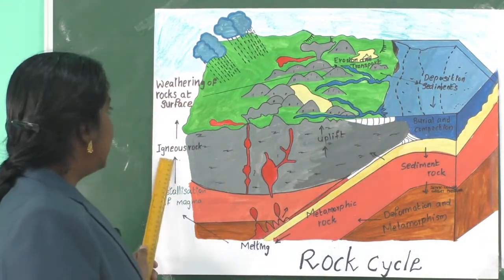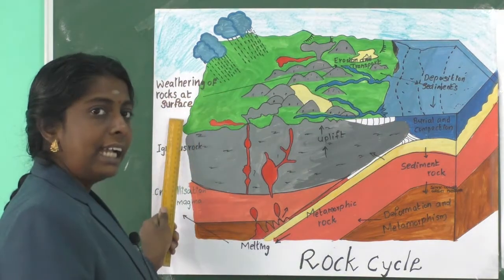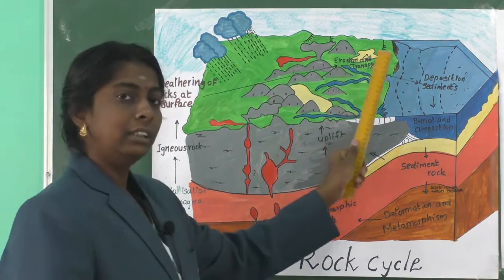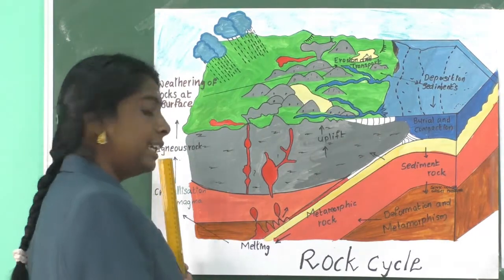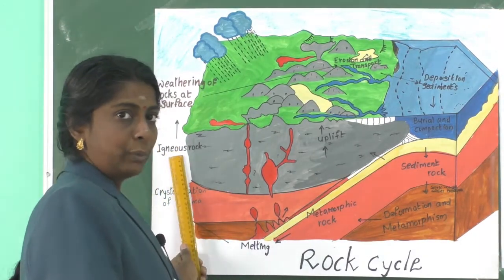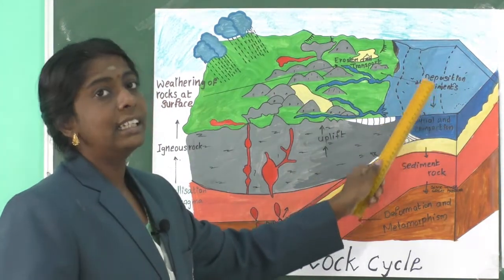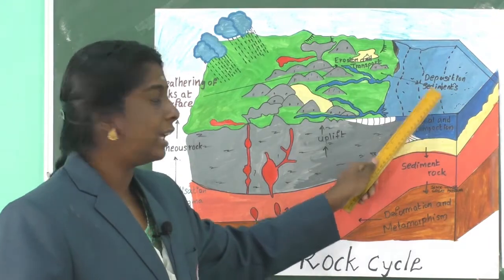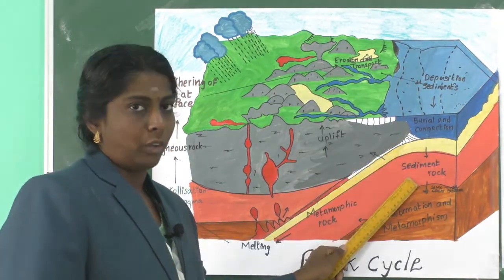See, listen, igneous rock undergoes weathering of rocks at surface. So what is going on here? Erosion and transport. What is transported? This igneous rock is transported. Where it is getting transported? Deep inside the sea. That's what? Deposition of sediments. Then it forms sedimentary rock.